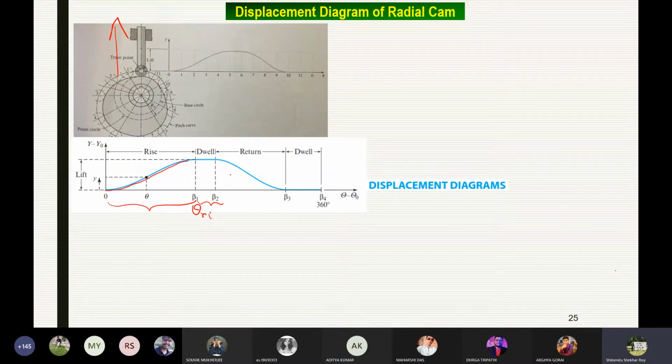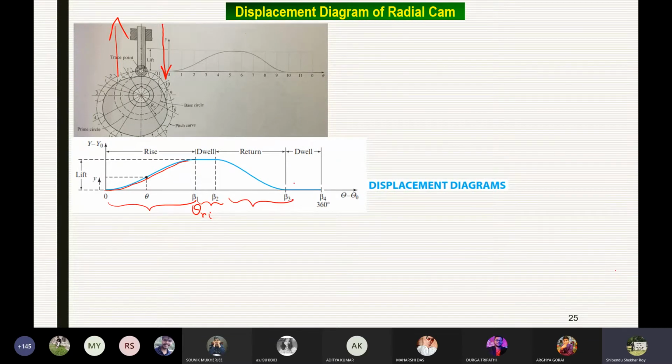Next is the cam follower, which passes through the return phase. That means from its lift position, the highest position, it will move in a downward direction, towards the center of the cam. The follower translates towards the center of the cam. That is called the return.